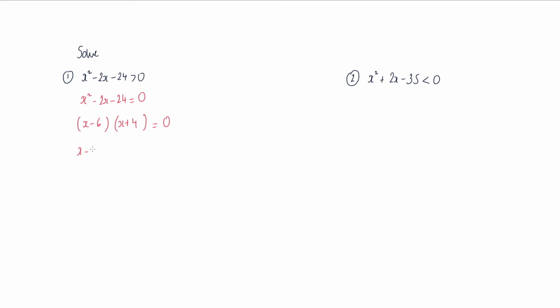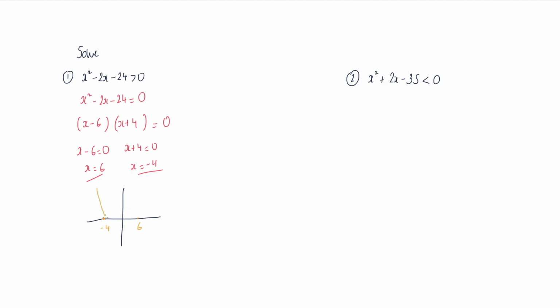Then what we do is x minus 6 equals 0. So that means x is equals to 6. x plus 4 is equals to 0. So x is equals to minus 4. So you should have got those 2 answers. Now remember, we're going to draw the graph. So we're going to put this here, and then we're going to have minus 4 and 6. So minus 4 is going to be somewhere here, and then 6 is going to be somewhere here.